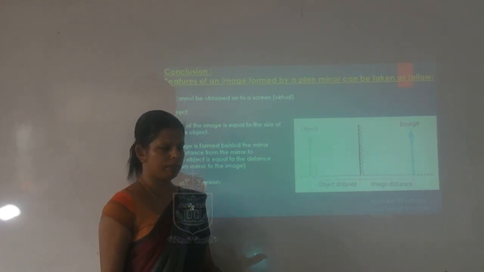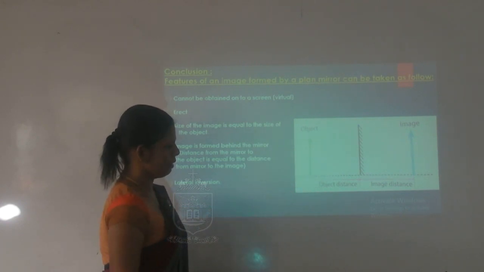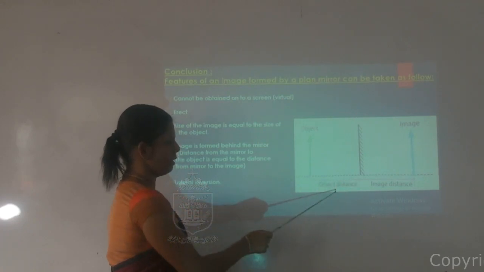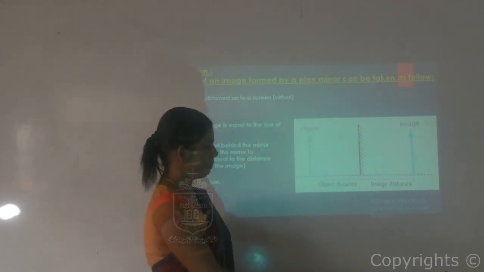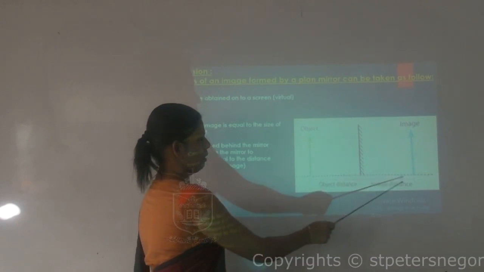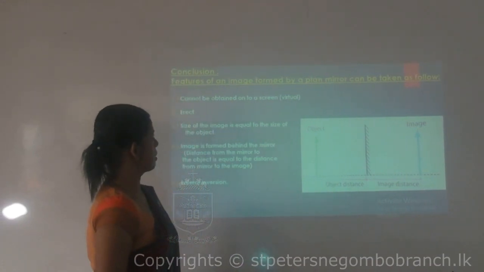We are going to talk about this. So what are they? Before that, I will show you what is object distance. The distance between the object and the plane mirror, we can name as the object distance, and the distance between the mirror and the image we can name as the image distance. So what are the features?